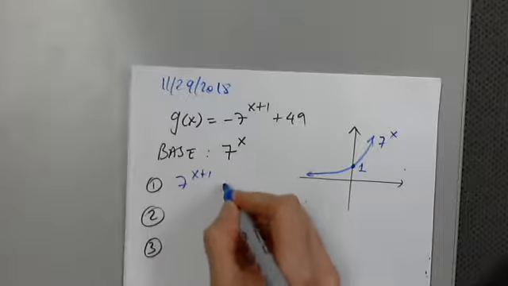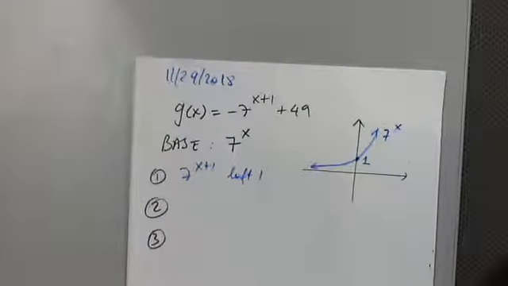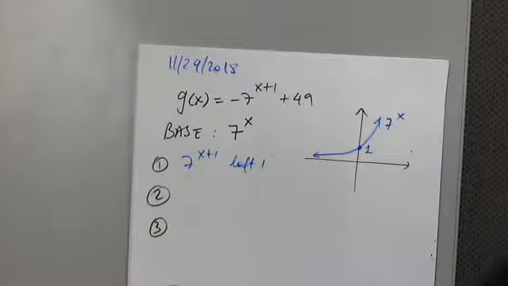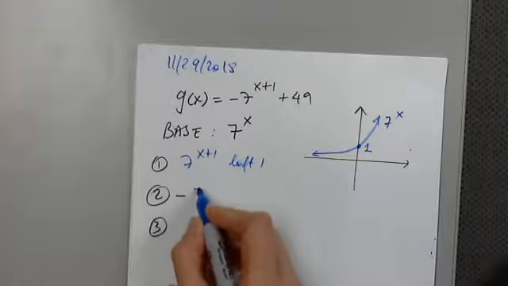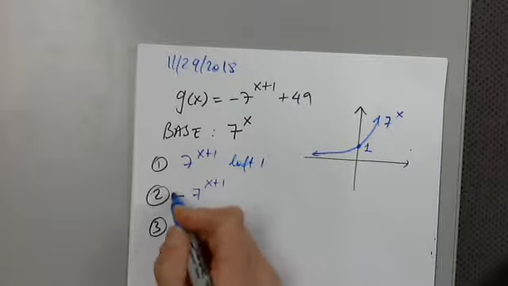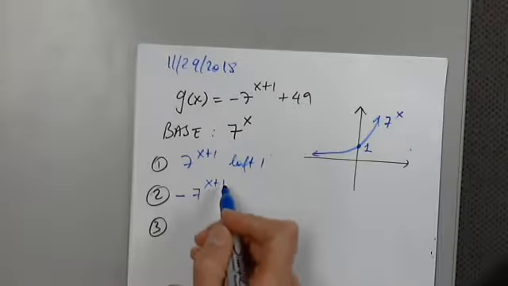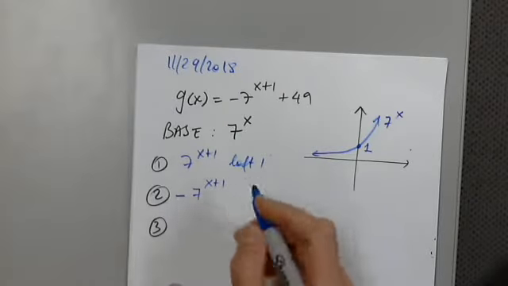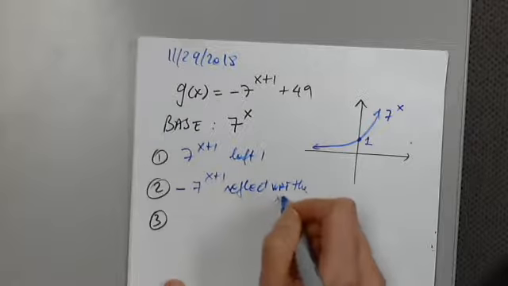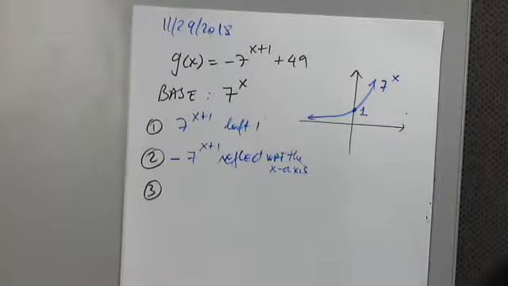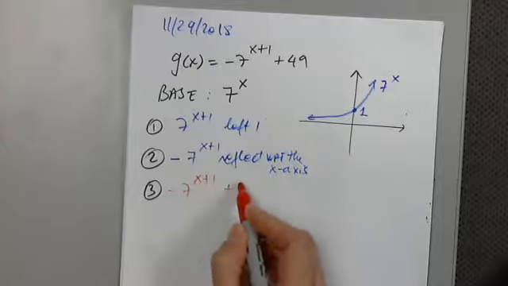So 7 raised to x plus 1, indeed shifted left 1. Perfect. Next. Great. Yes, negative 7 raised to x plus 1. But this is not negative 7 raised to x plus 1. It's 7 raised to x plus 1 times negative 1. What is that? Very good. A reflection with respect to the x-axis. Perfect. Awesome. The final transformation in order of operations will be negative 7 raised to x plus 1 plus 49.